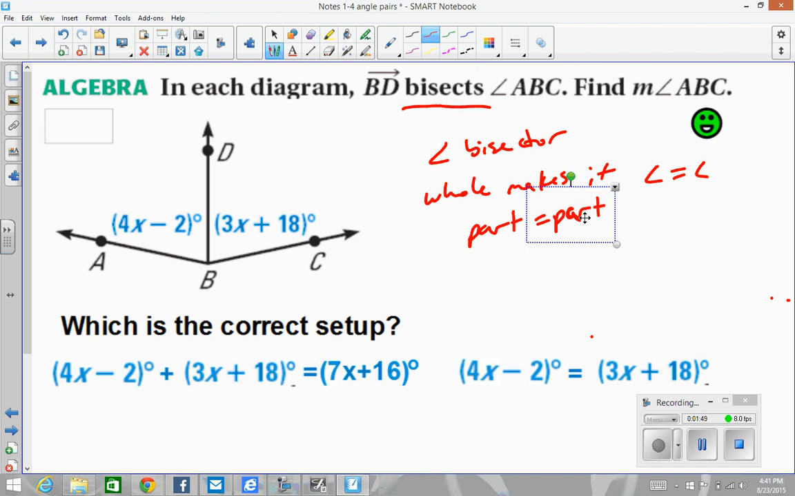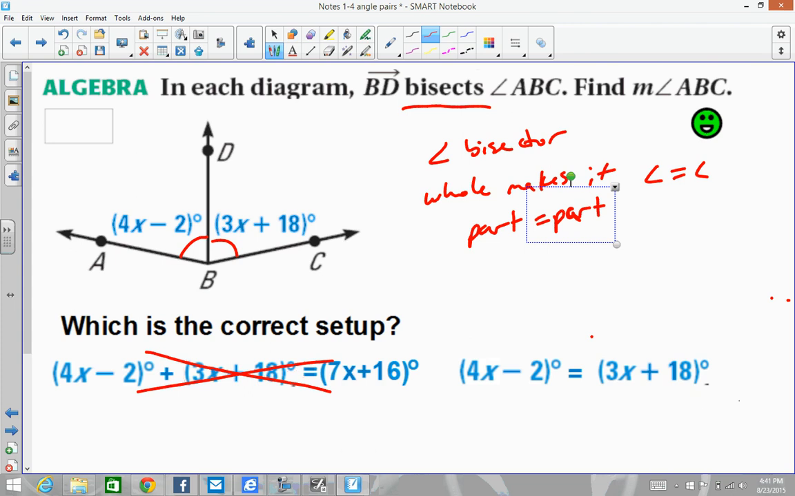We don't want to say that it divides an angle in half because we don't know what the whole is, so we can't do the half. It says it divides an angle into two equal parts. If this angle is divided into two equal parts, we don't know what the whole thing is, but we do know that this part is equal to this part. Since we don't know what the whole thing is equal to, that's why this setup is not correct. And this is our correct setup, and so we can solve it.